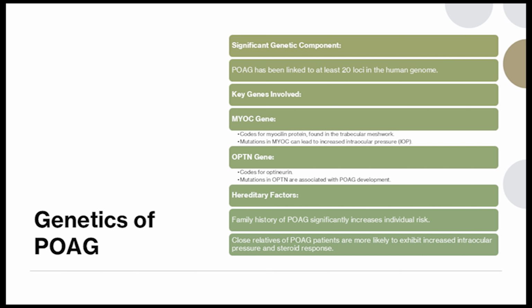Well, research has linked POA to at least 20 different spots or loci in the human genome, but there's one gene that tends to stand out, and that's MYOC. Now, this gene provides the instructions for building a protein called myocilin, which is found in the trabecular meshwork. The trabecular meshwork, our intricate drainage system.